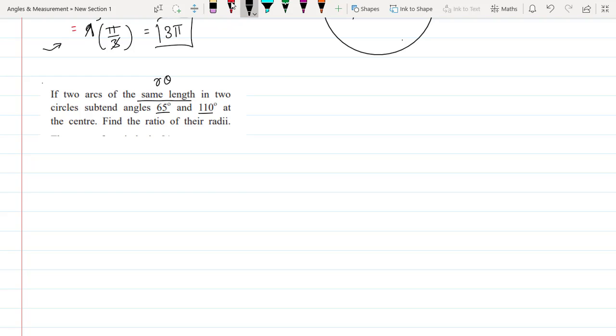This is theta 1, this is theta 2. Theta 1 is equals to 65 degree. Theta 2 is equals to 110 degree. So what is R1 by R2? They have mentioned that R into theta is same. So let's take this R1 theta 1 is equals to R2 theta 2, because they have the same arc length.